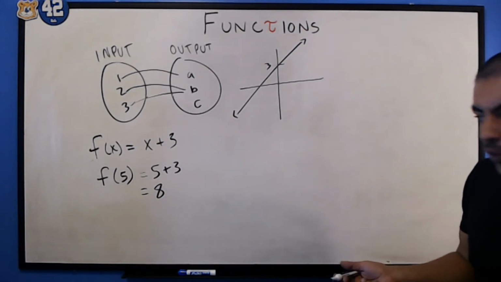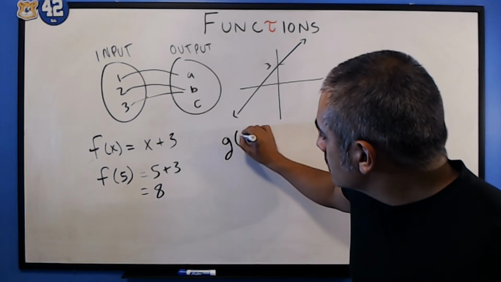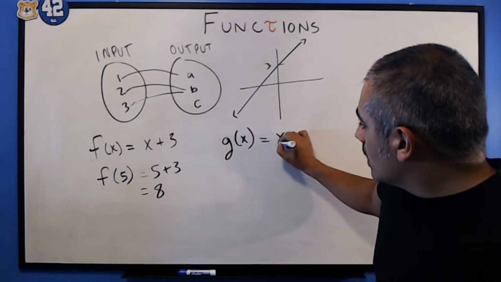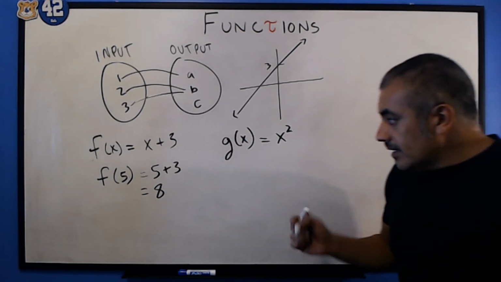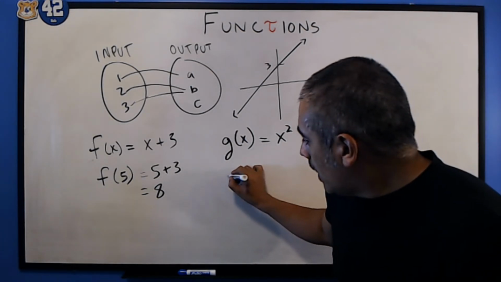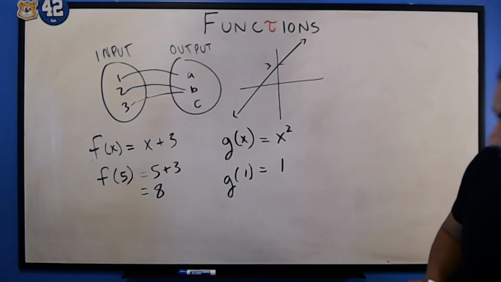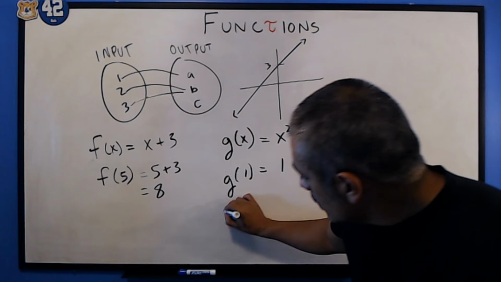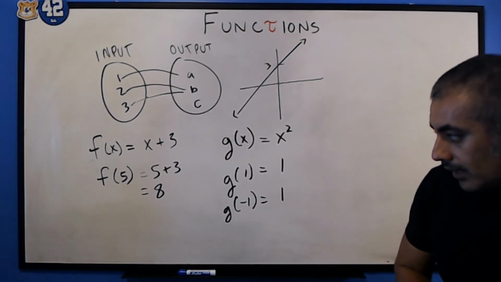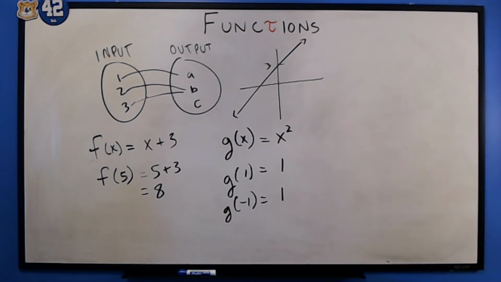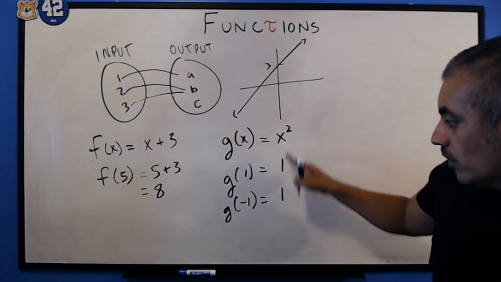Well, we actually know an example of that. Let's call this function g of x, and we can call it x squared. Now, in this case, I can give g 1, and it's going to give me 1. But I can also give g negative 1, and I would also get 1 back. That's because 1 squared is 1, and negative 1 squared is also 1.